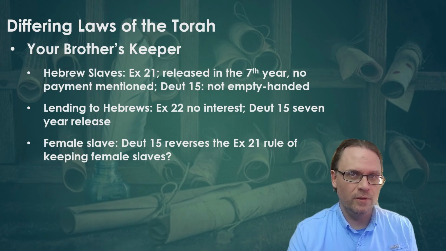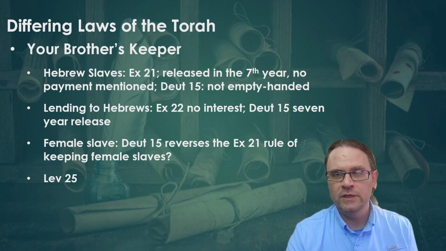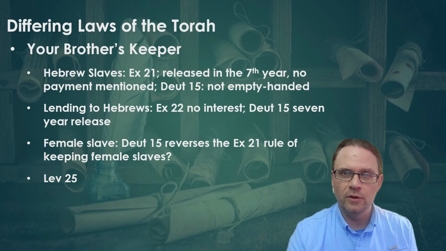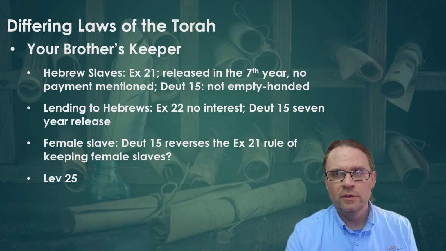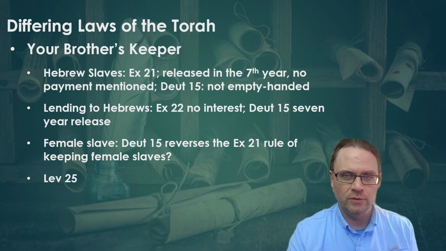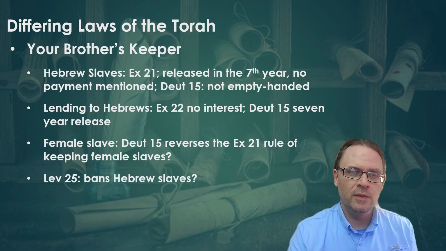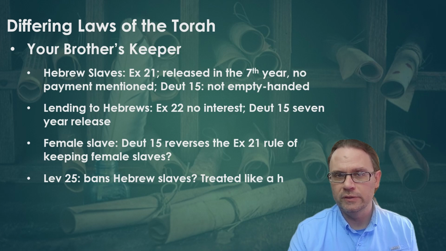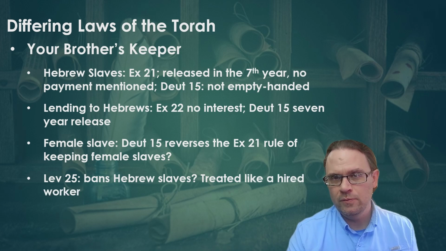But wait, there's more. Unlike Deuteronomy 15, Leviticus 25 is totally different from the Exodus law regarding Hebrew slaves, and only shares a few parallels with Deuteronomy, from which it mostly differs as well. Leviticus 25 seems to outright ban enslavement of fellow Israelites, and requires that a poor Hebrew who has fallen into servitude be treated well, like indentured servants. It says that they shall be with you as a hired laborer.